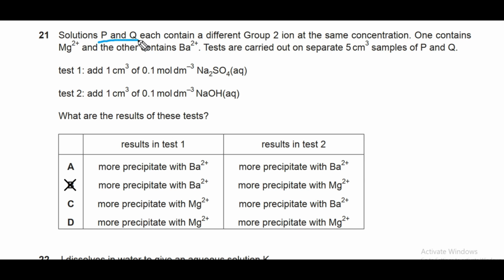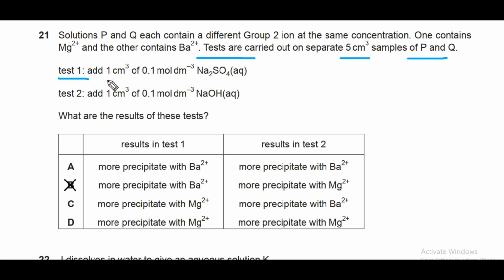Solutions P and Q contain a different group 2 ion at the same concentration. One contains magnesium ion and the other contains barium ion, group 2 cations. One is magnesium 2 plus, the other is barium 2 plus. Tests are carried out on separate 5 cm cube samples of P and Q.